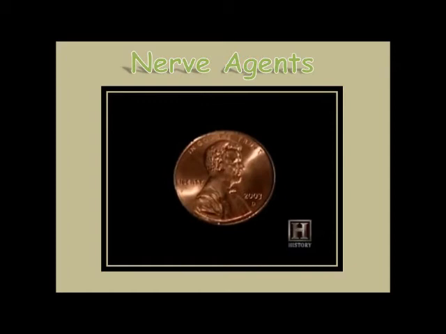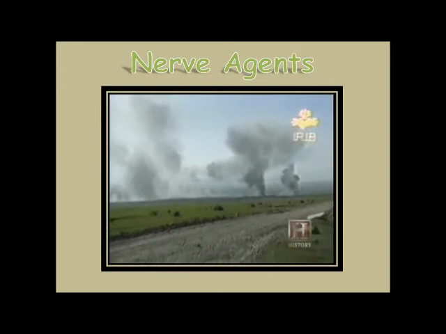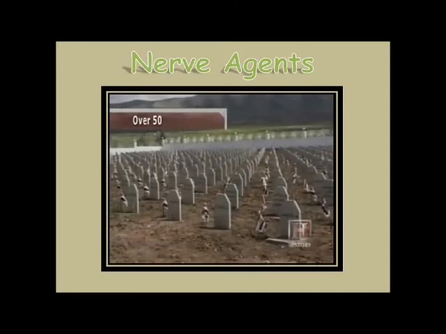There are no confirmed cases of VX being used on people. But it's widely believed that during Saddam Hussein's chemical attack against the Kurds in 1988, VX was dispersed with deadly results. The attack on the Kurds killed over 5,000.